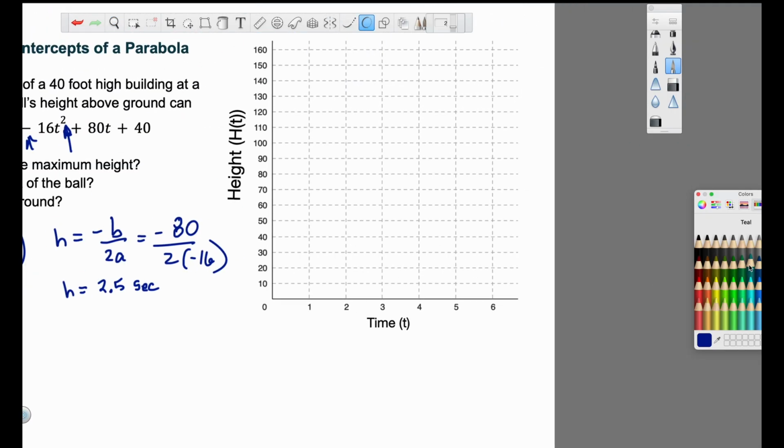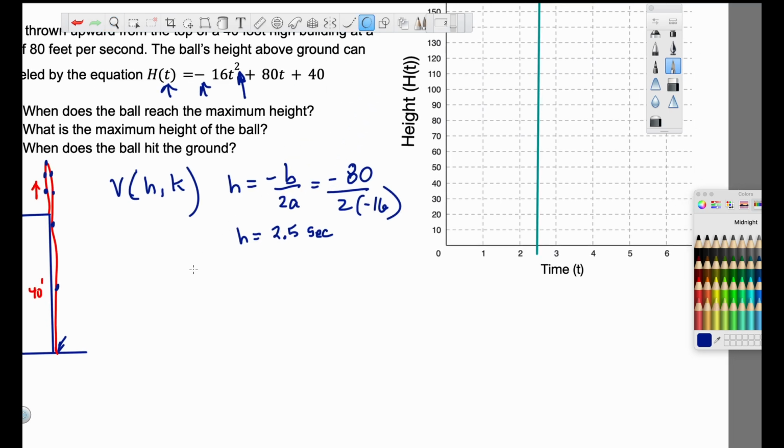Somewhere, I could even put my axis of symmetry here. Somewhere on this axis of symmetry is going to be my vertex. But I don't know the y yet until I plug it in. So my k value is going to be h of 2.5, because 2.5 is the h value where it's going to be the max. So that's going to be negative 16 times 2.5 squared plus 80 times 2.5 plus 40.